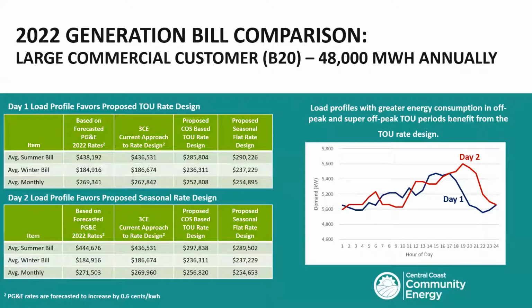Now you can see here we're doing the same analysis, adding in basically half of the 1.2 cents, or 0.6 cents. Again, this really just impacts the projected forecasted PG&E rate or the projected 3CE current rate design. But of course, we're moving away from that rate design with these proposed changes. And so that's what we're trying to show here: the relationship between the forecasted PG&E rate and the proposed cost-based rates, under either the time of use rate design or the seasonal flat rate design.